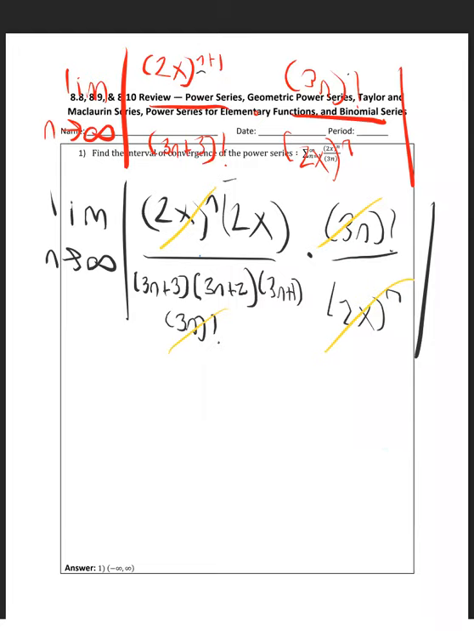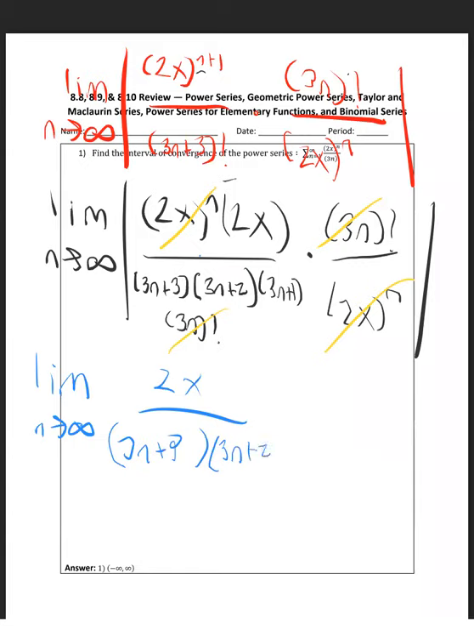For this problem, now what we're left with is this, a 2x on the top and a whole bunch of 3n's and stuff on the bottom. So that makes sense, right, Julia? Yeah. All right. What's the next step we do?